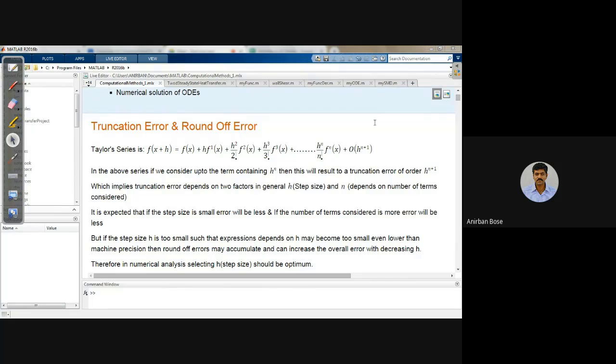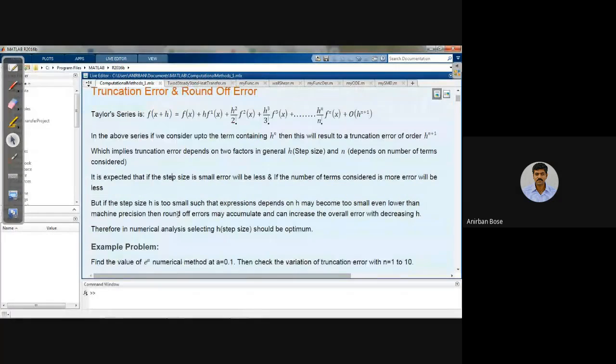Too high a value of h will definitely increase the truncation error. Again, a very small value of h can increase the round off error. So some optimum value of h is required to be selected when you are doing numerical calculation. I hope you have got some idea about the truncation error and the round off error.